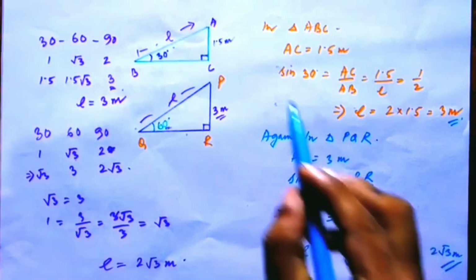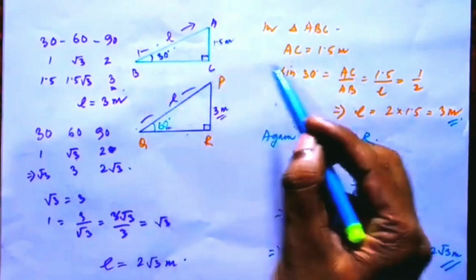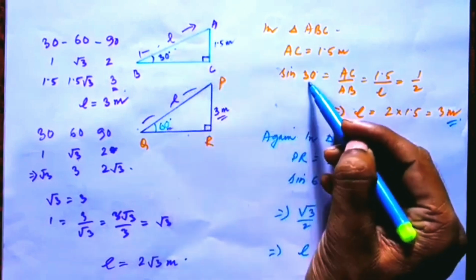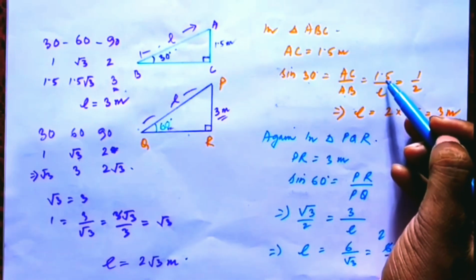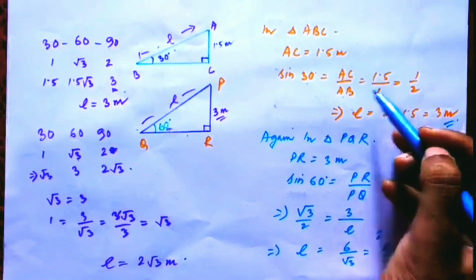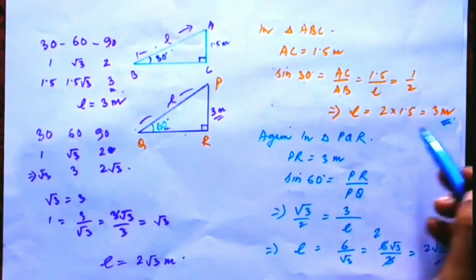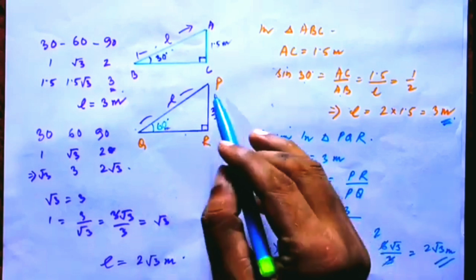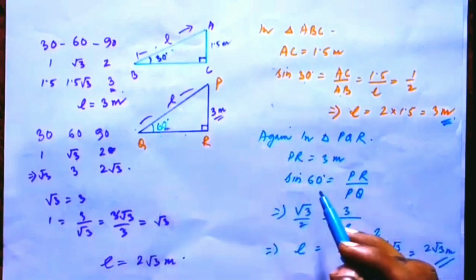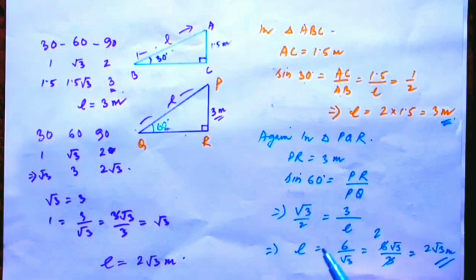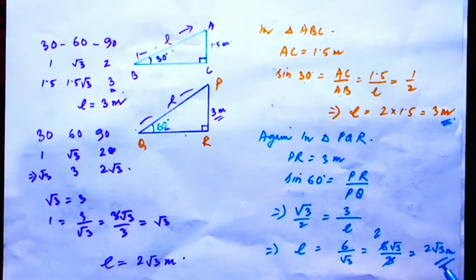So we check it again in triangle ABC, AC is 1.5, then we are having perpendicular and hypotenuse, so we are going to use sine 30, so AC by AB, 1.5 by AB, AB is L, so sine 30 is half, so L is equal to 2 into 1.5, this goes up, so it is 3 meter. Again in triangle PQR, PR is 3 meter, so we are going to use sine 60, PR by PQ, so sine 60 is root 3 by 2, 3 by L, so L goes upside, 2 3s are 6, root 3 goes down, so we rationalize it and calculate and get 2 root 3 meter.